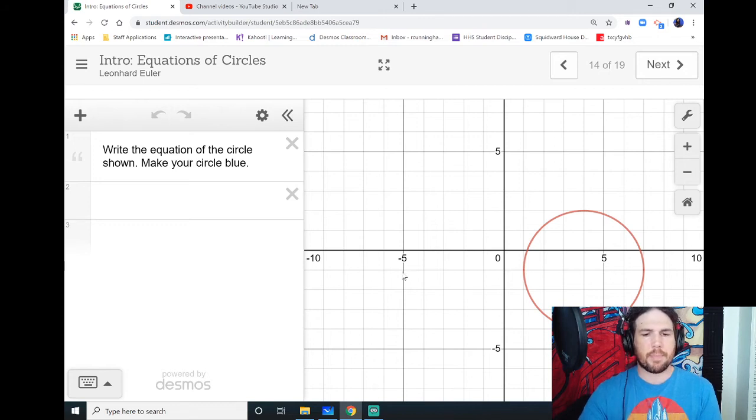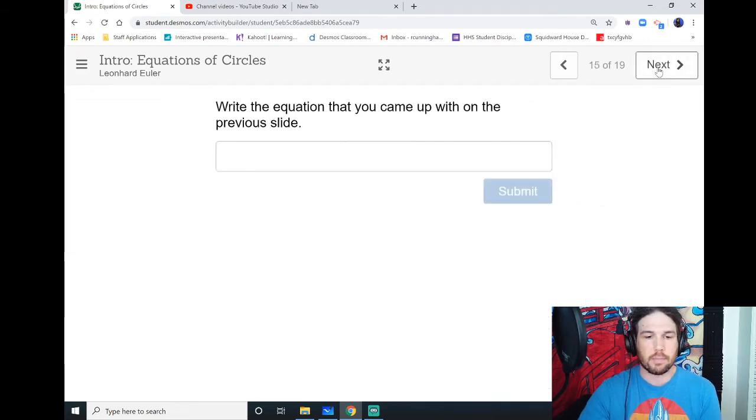Now, I'm going to skip this one because this is the exact same circle. You see its center is 4, negative 1, and its radius is 3. I don't know why it's got the same circle twice. I probably put this in intending to change it, and I didn't, so we'll move on.